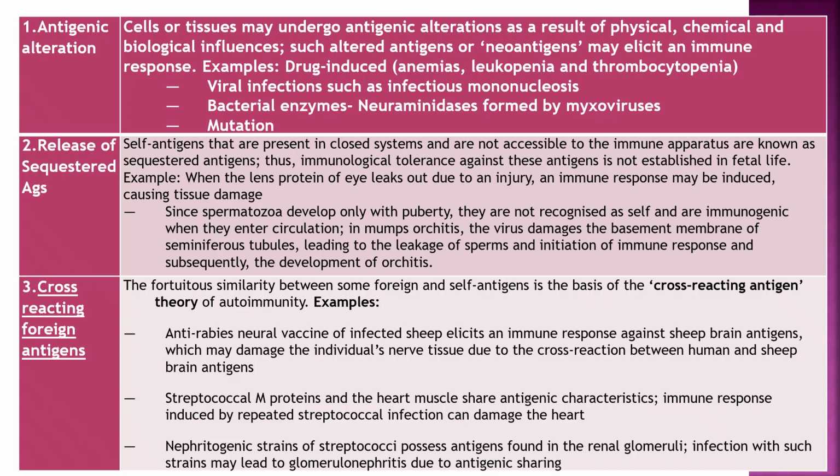Streptococcal M protein and heart muscle share antigenic characteristics. An immune response induced by repeated streptococcal infection can damage the heart. Nephrogenic strains of streptococci possess antigen found in renal glomeruli. Infection with such a strain may lead to glomerulonephritis due to antigenic sharing.